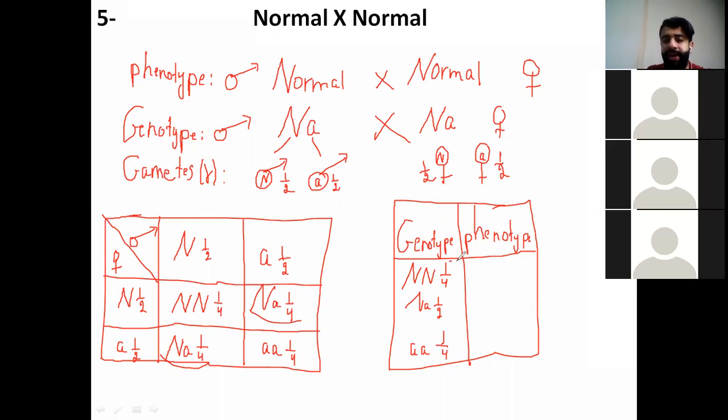So here, NN is normal. NA also is normal. Since the normal allele is dominant, it can be expressed in both homozygous or heterozygous. So 3 over 4 are normal, and 1 over 4 turn out to be albino. So therefore, the results are verified. Since we have 3 over 4 of the children normal, and 1 over 4 turned out to be albino. These are very important.